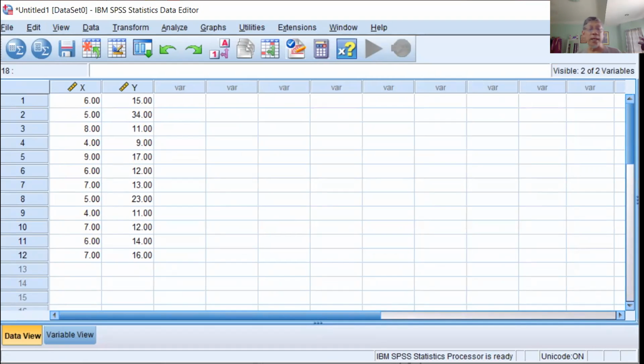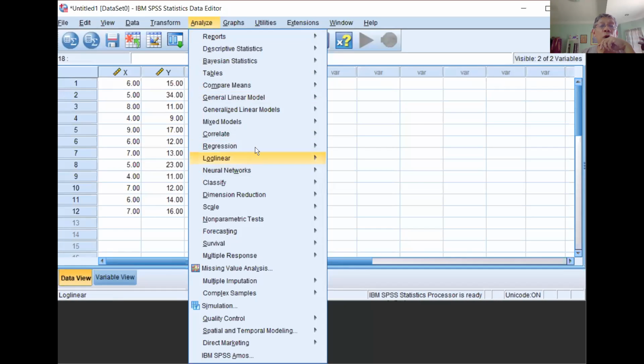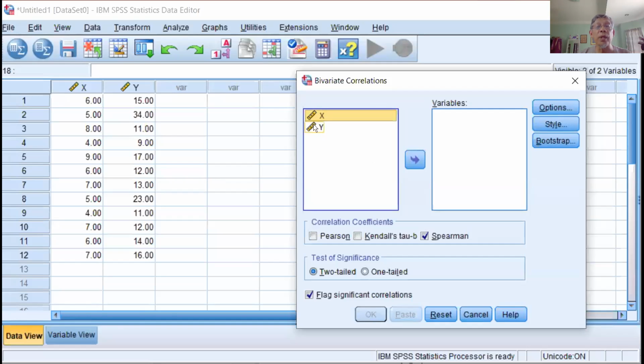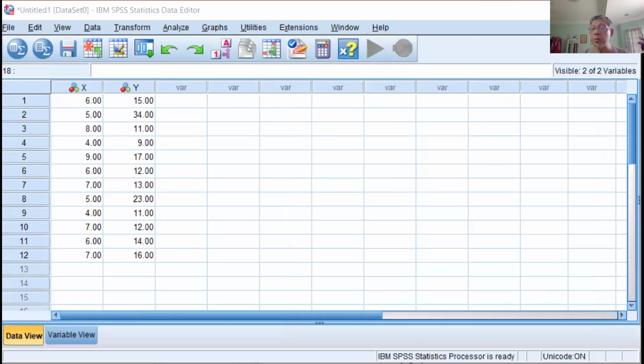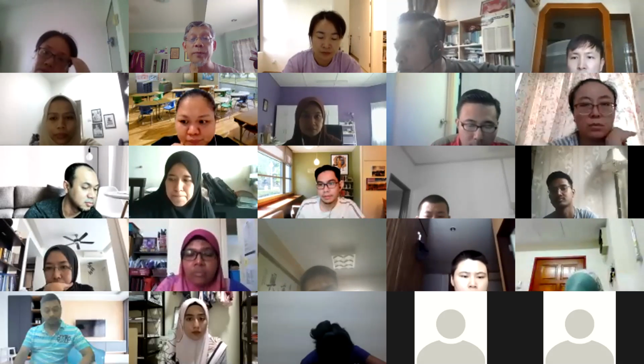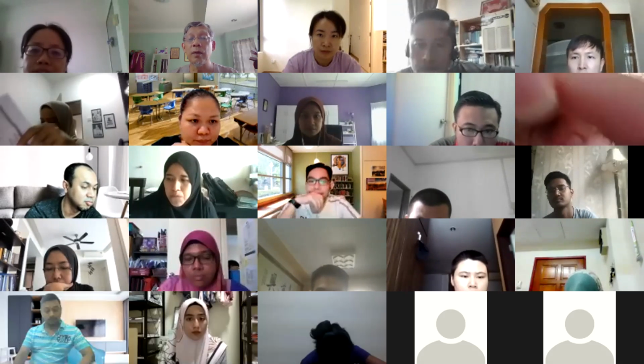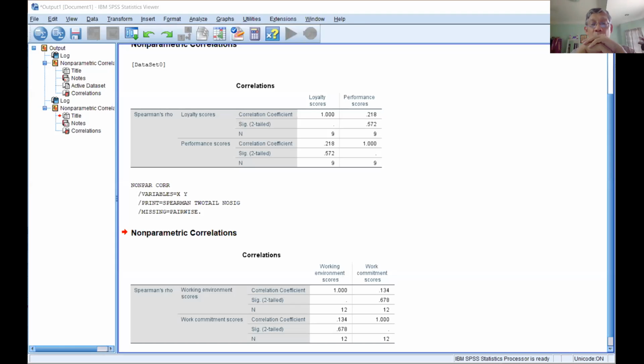Once we have this data entered into SPSS, to run the analysis, the same procedure that we did earlier: click on Analyze, click on Correlate, and then click on Bivariate, and then enter the two variables X and Y into the variable box on the right, and then we tick Spearman because we have already ticked earlier, and then it is two-tailed, and once done, simply click OK. When we click OK, this will be our result here. So let me open the SPSS viewer. The result will be here.